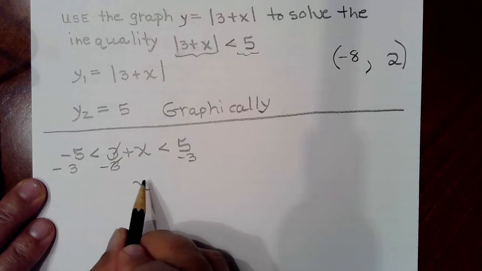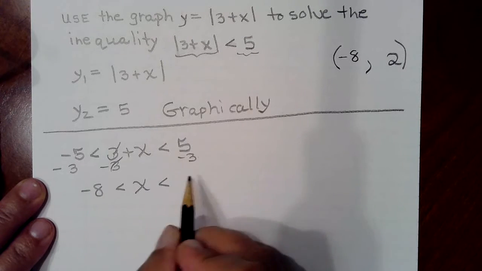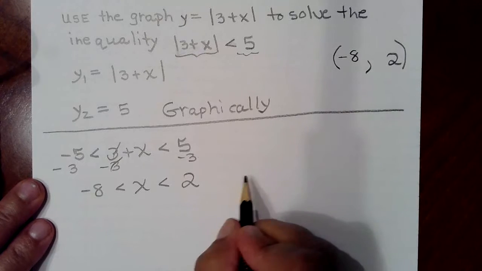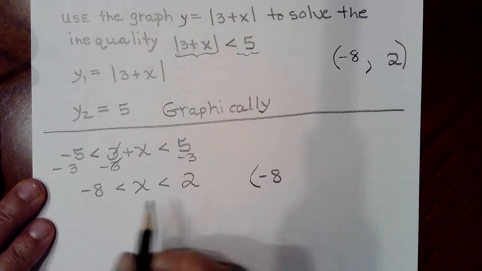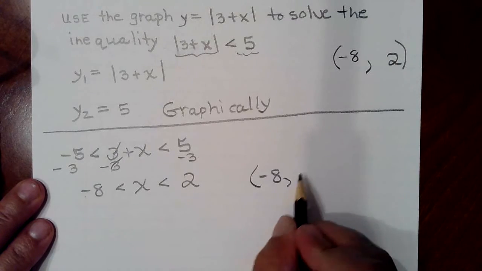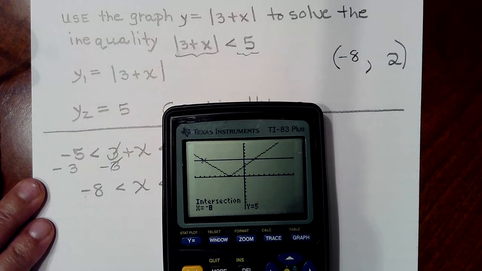This will be gone, leaving you with x, and you are between -8 and 2. So you can see you're getting the same values as you did up here. Read out loud, it's everything between -8 and 2. And we saw that graphically. That's exactly what we found as well.